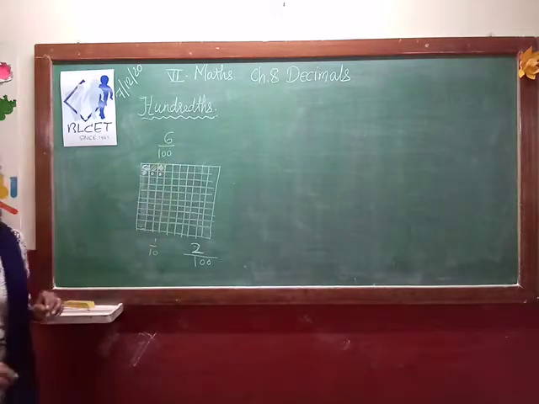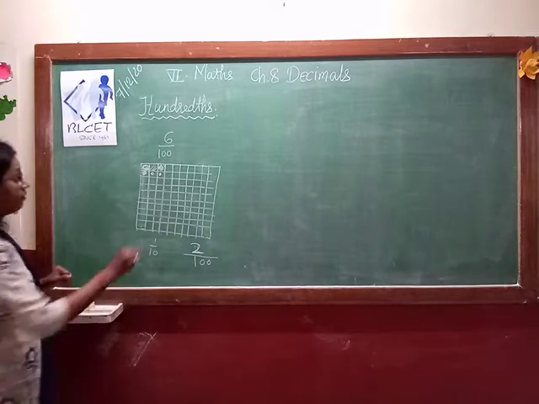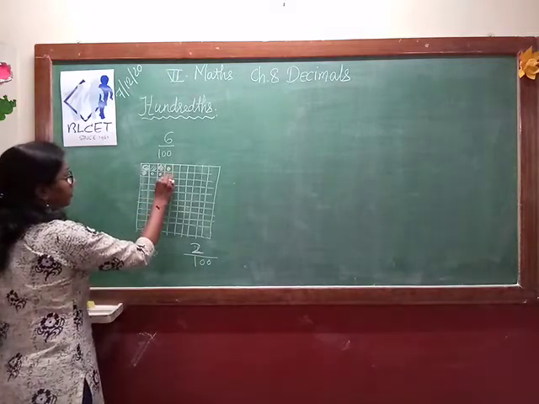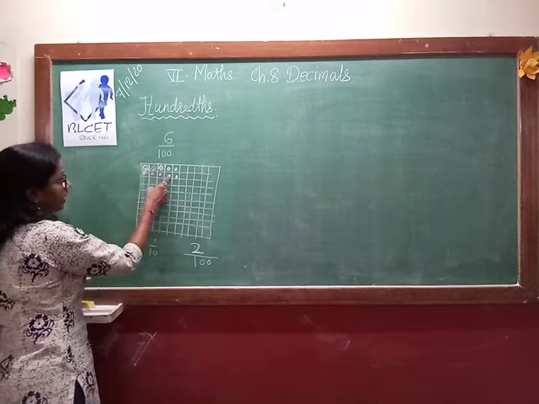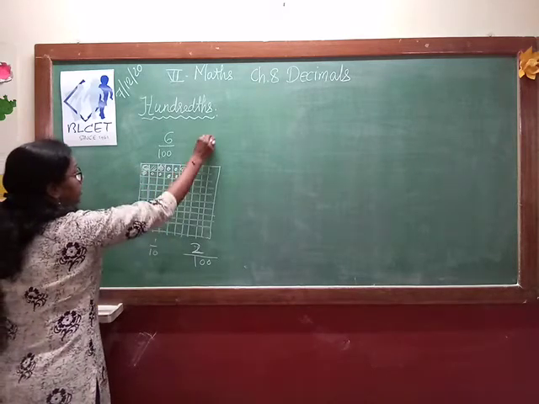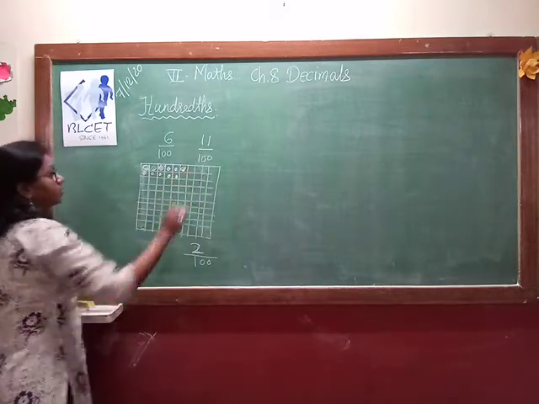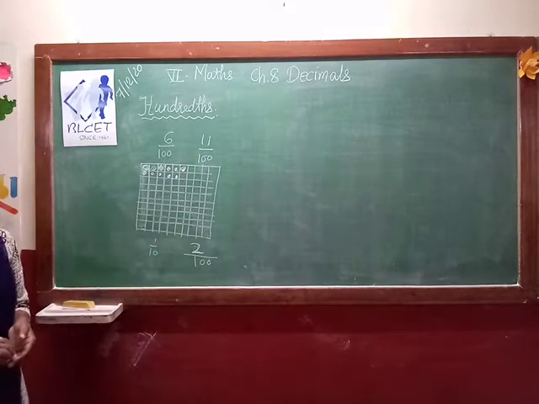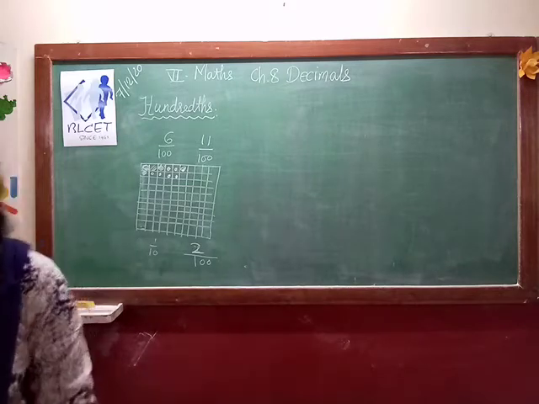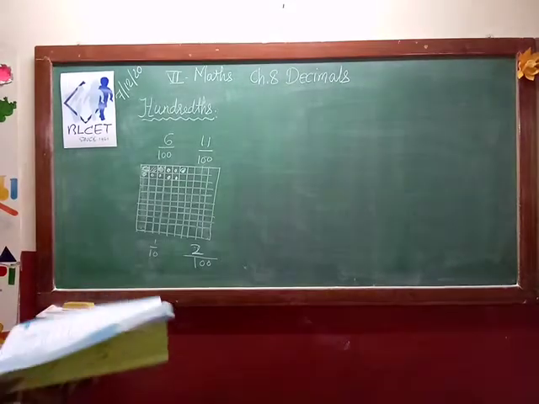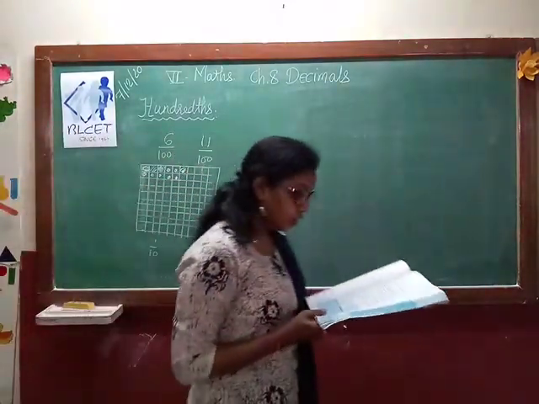How will you read this? 6 hundredths. A few more portions I am shading: 1, 2, 3, 4, 5, 6, 7, 8, 9, 10 and 11. So it is 11 by 100. What can we read? 11 hundredths. So this is the concept of hundredths. In your textbook you are given one table along with the diagram.